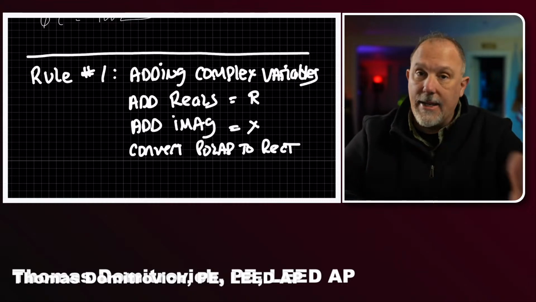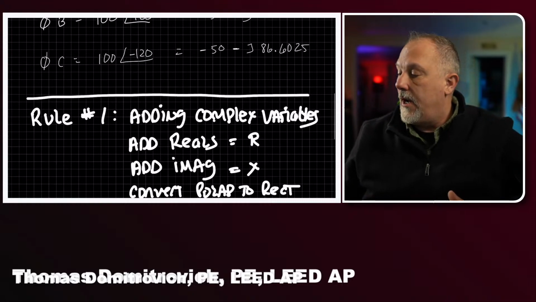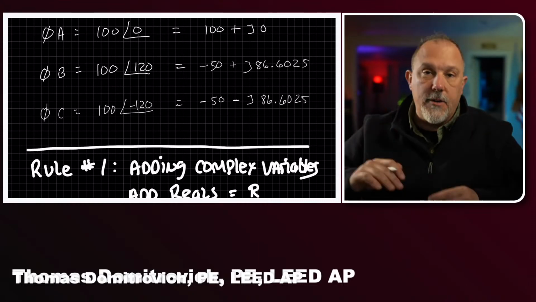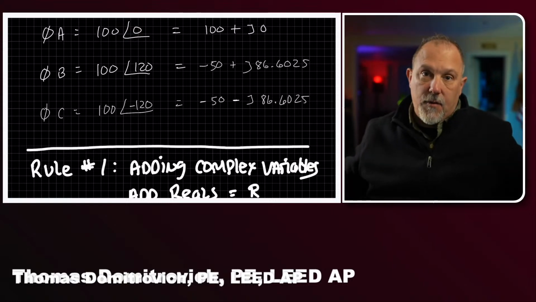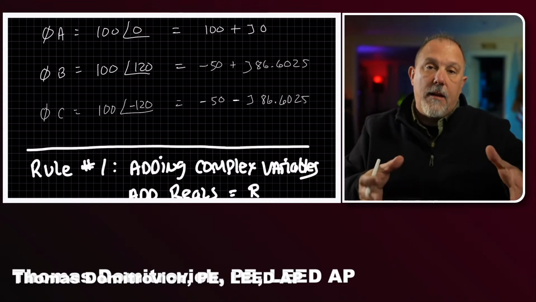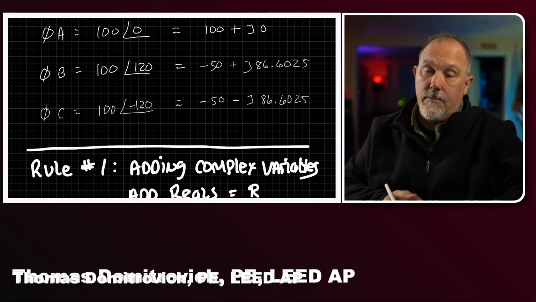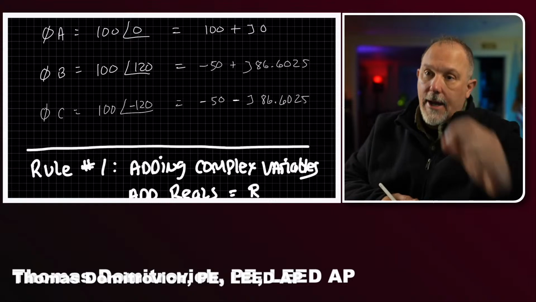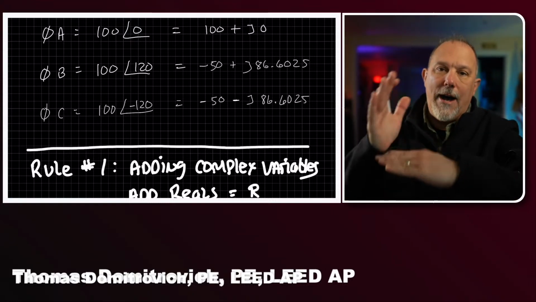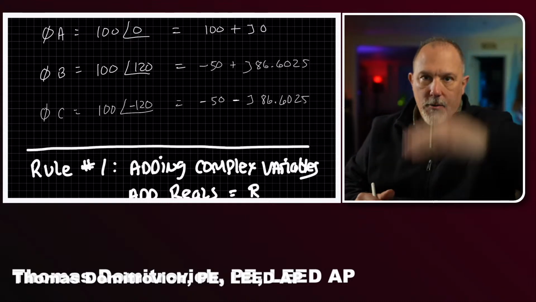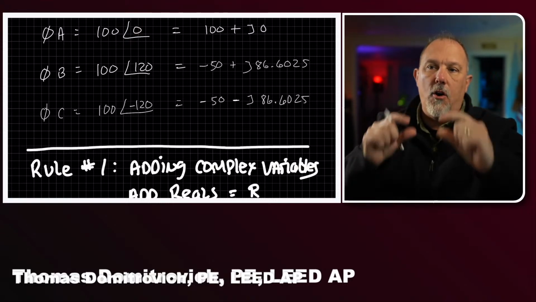I could just get a calculator that I can put 100 angle 0 plus 100 angle 120 plus 100 angle minus 120, and it'll do the math for me. But if you want to understand how to break it down, which I would highly recommend, especially for the PE exam, break it down to real and reactive, X and Y axis. Add all your X's, add all your Y's, and that is adding all three of those together.